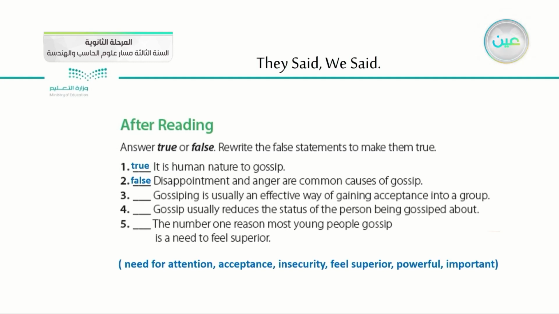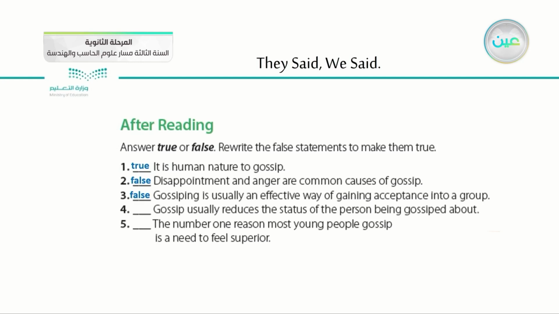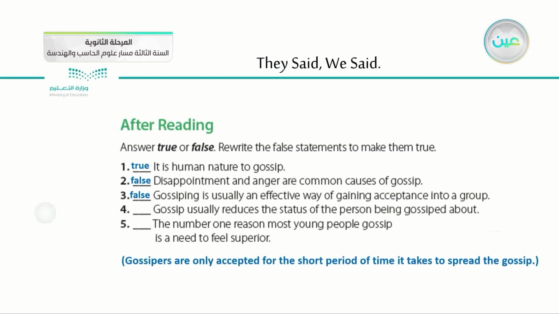Number three, gossiping usually is an effective way of gaining acceptance into a group. That is false, because if you go back to the essay, you will find that gossiping gives you only a temporary acceptance among the groups. So gossipers are only accepted for the short period of time it takes to spread the gossip. Number four, gossip usually reduces the status of the person being gossiped about.